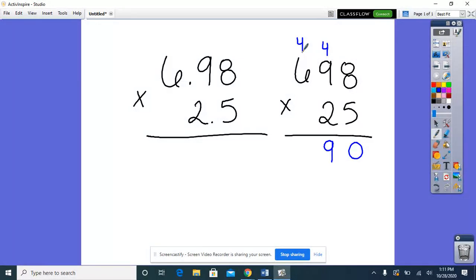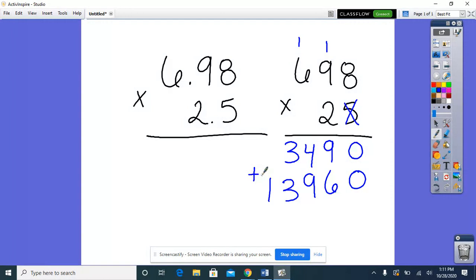5 times 6 is 30. Plus 4 is 34. So I've multiplied everything by my 5, so I can mark it out and erase my numbers up here and add a 0 as a placeholder. Now I can move over to my 2. 2 times 8 is 16. My 6 goes here. I carry my 1 up here. 2 times 9 is 18. Plus 1 would be 19. My 9 goes here. I carry my 1 up here. 2 times 6 is 12. Plus 1 is 13. Now I can add these together.